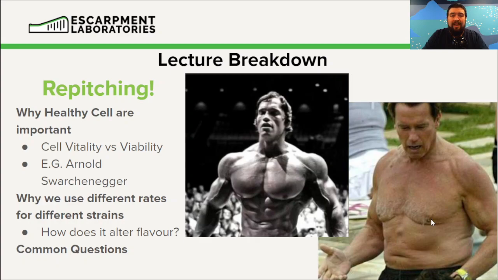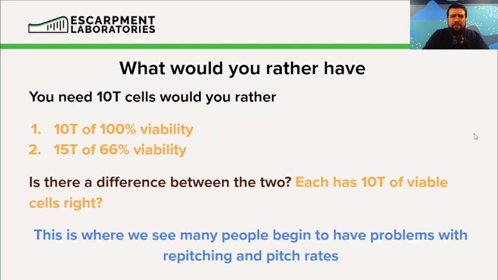We're going to talk about cell vitality versus viability. We're going to be using Arnold Schwarzenegger a lot today because he's a great example for this. And we're going to be looking at different pitch rates and how they're going to influence different strains, and then answer some common questions about this. So we'll jump into it.